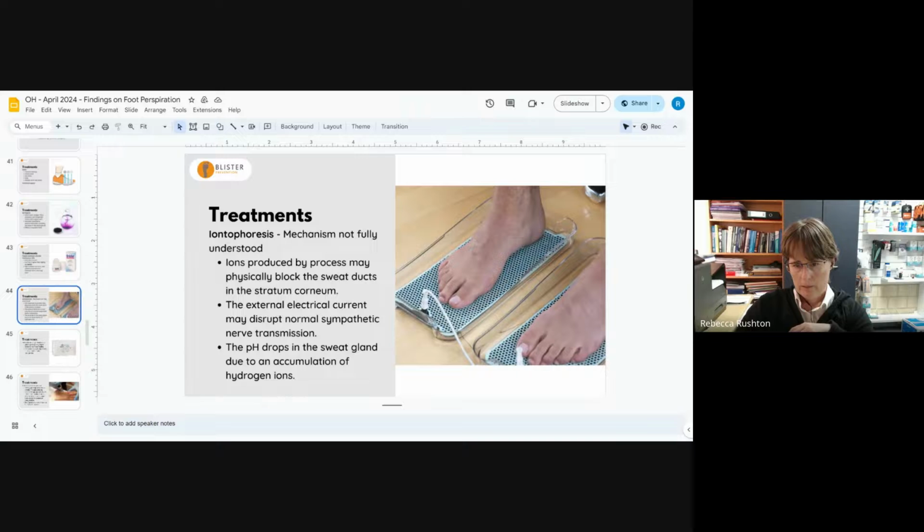Iontophoresis. This is where you have this kind of setup. You put a bit of tap water on these pads. You stand on them. They plug into the wall and they put electric current through the water. It doesn't hurt. I think it's just a bit of a tingle. The mechanism is actually not that well understood. Compliance is relatively low with this. It costs a little bit to set up, but I think all the gear lasts a long time.